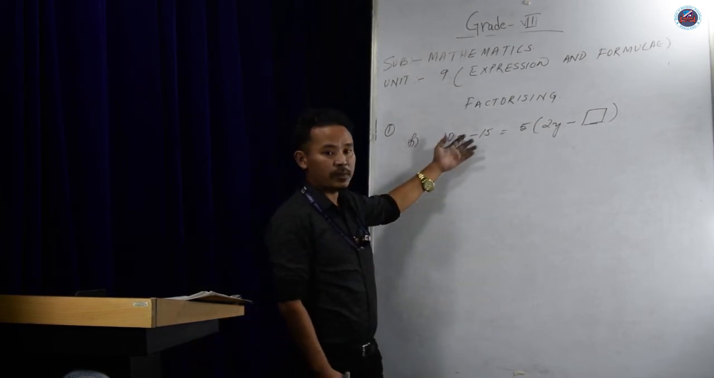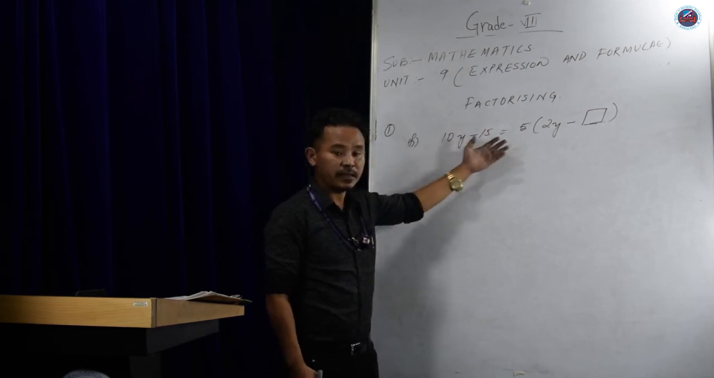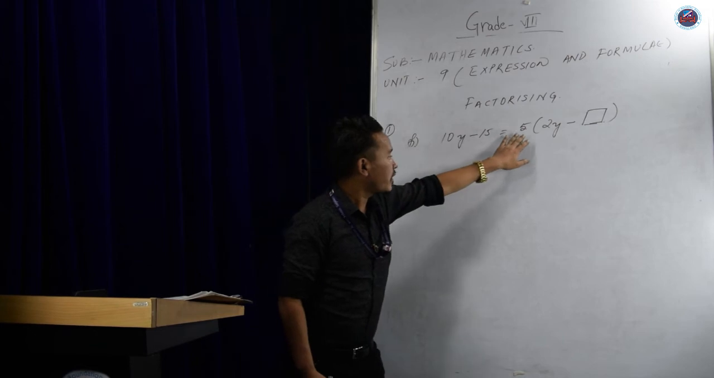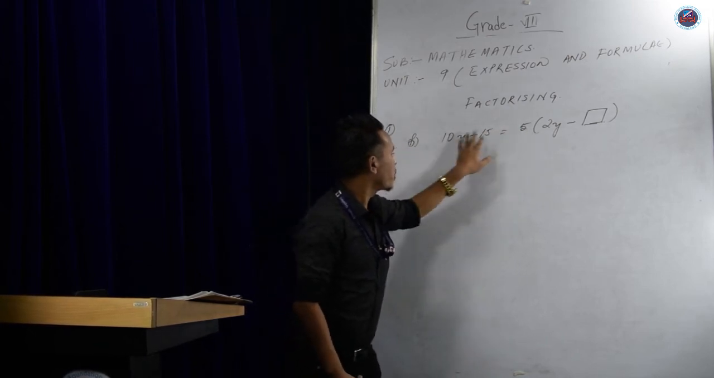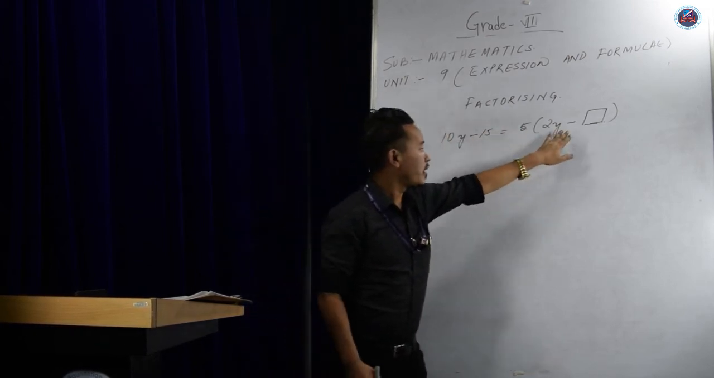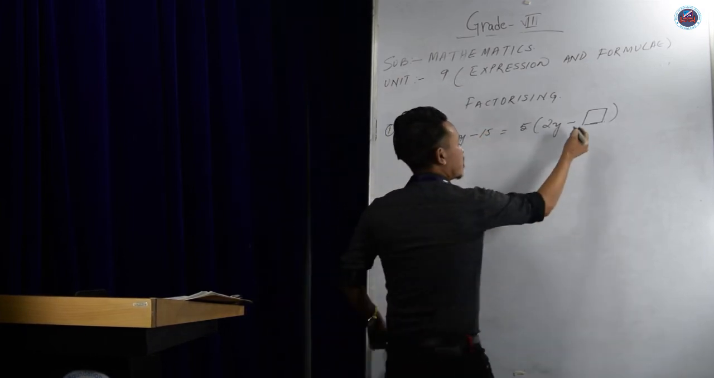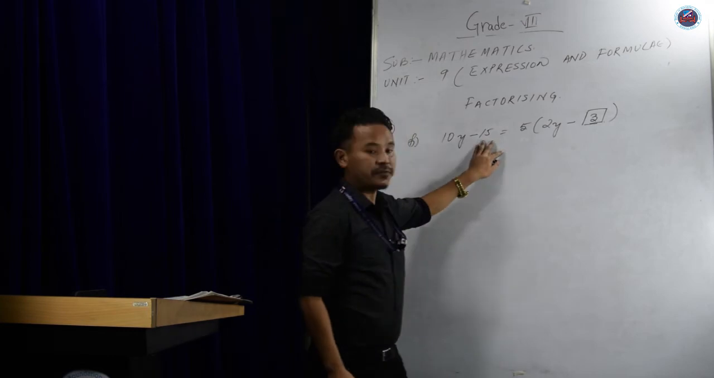So 5 becomes a common factor here. So 5 we can take it out, right? And when 5 is being taken out from 10, if I take out 5, 5 into 2 gives us 10y. Here we have subtract. Now 5, it's very simple now. 5, 3 times gives us 15.